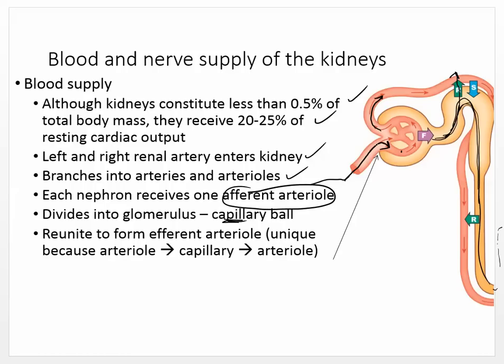Now that's unusual because we're used to going arterial, capillary, and then venule, but in this case we're not losing any oxygen. It's just being filtered, and so this is the way it goes there. Okay, so afferent arteriole, capillary, and then efferent arteriole. Okay.